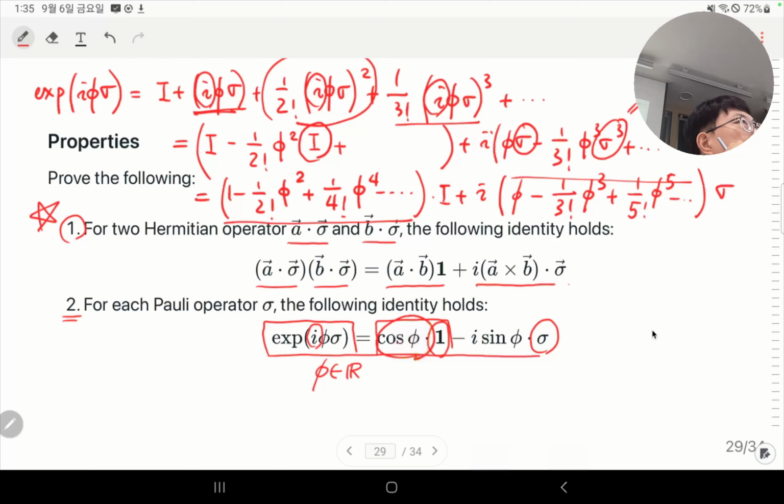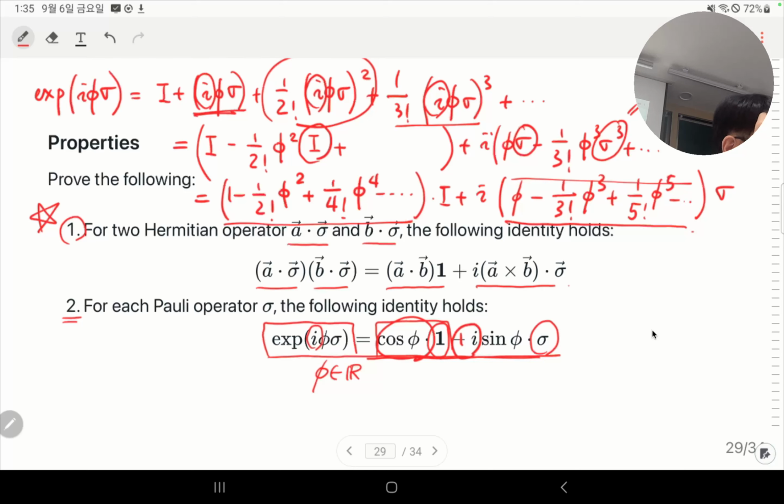So this part is cosine phi, right? That might be familiar because that's the power series, the Taylor series. So then this one is sine phi, right? But minus i. Oh, why is it minus? It's not minus, right? So it's plus, sorry, typo. Okay, so that's that, and this will do it together.